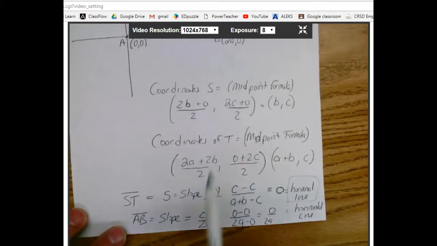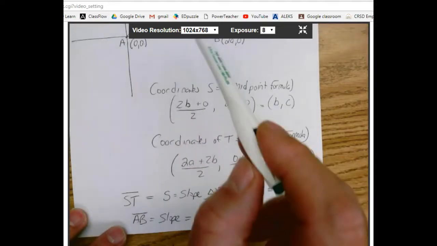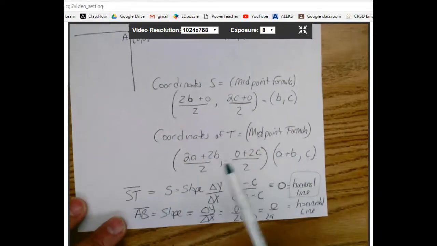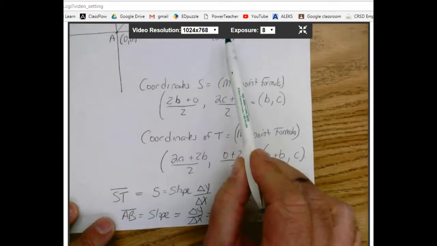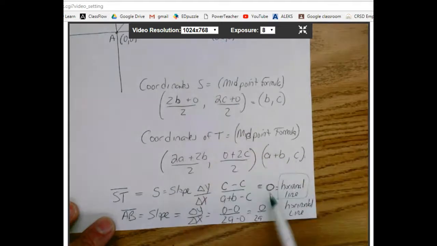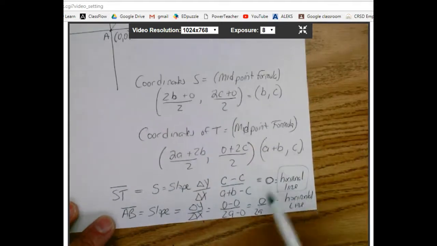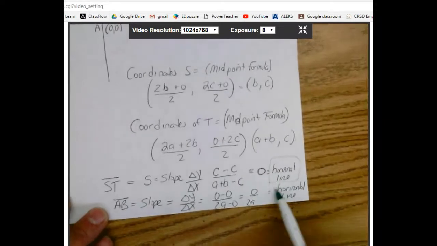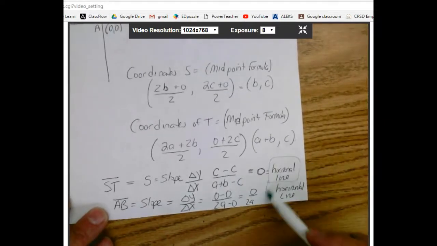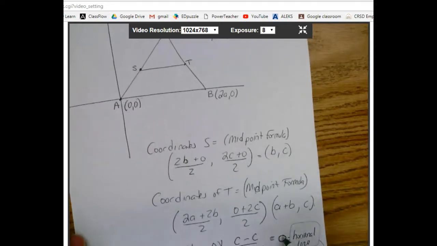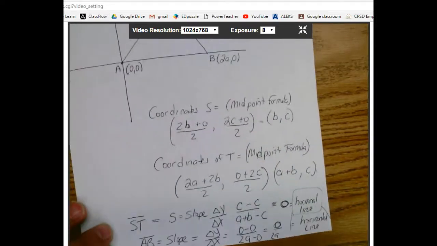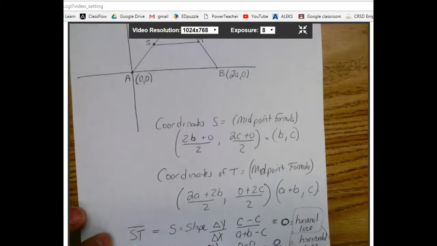Then if we do AB, this one right here, we already have those points. Same thing, change in y over change in x. We get 0 minus 0 for the y, and for the x, 2a minus 0. So again, we get 0 over 2a. That also is a horizontal line. That tells us we've proven, using the midpoint formula and the slope, that they have the same slope, 0 and 0, and they are both horizontal lines. So they are parallel.